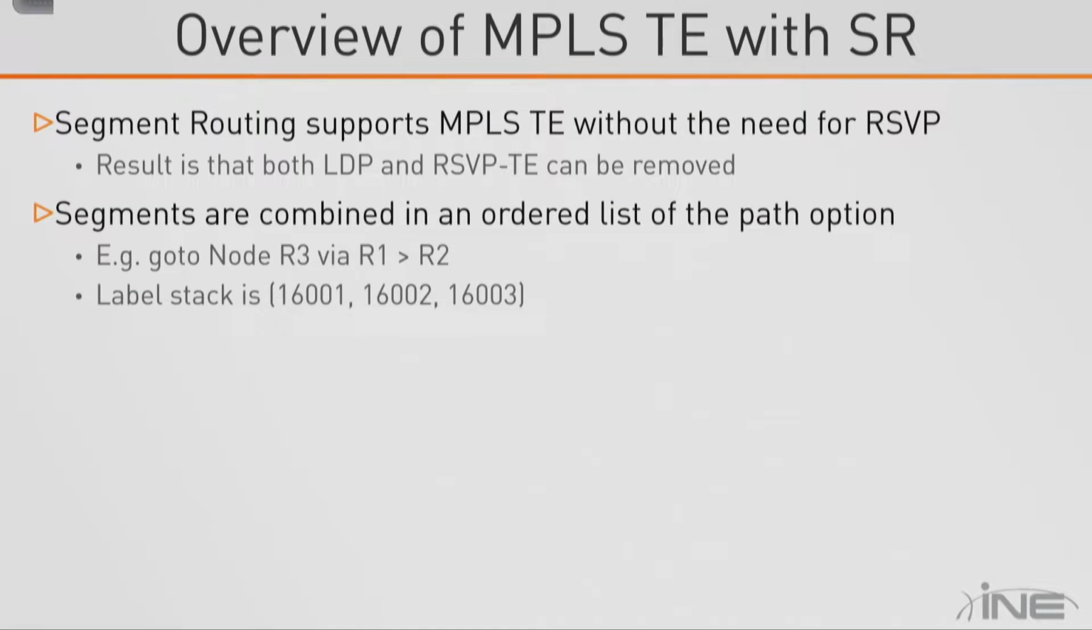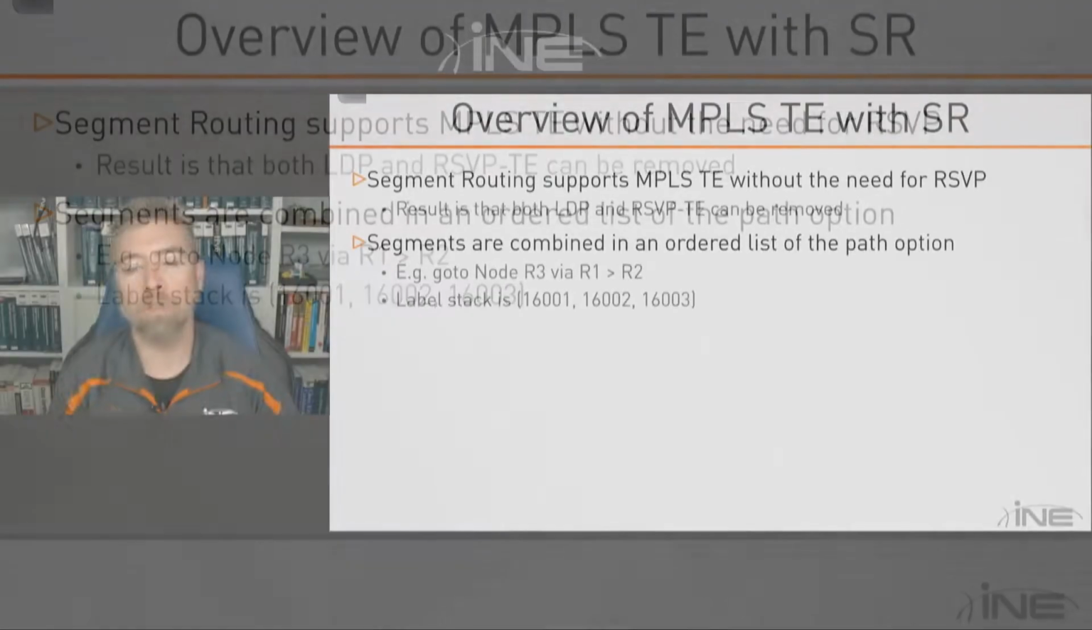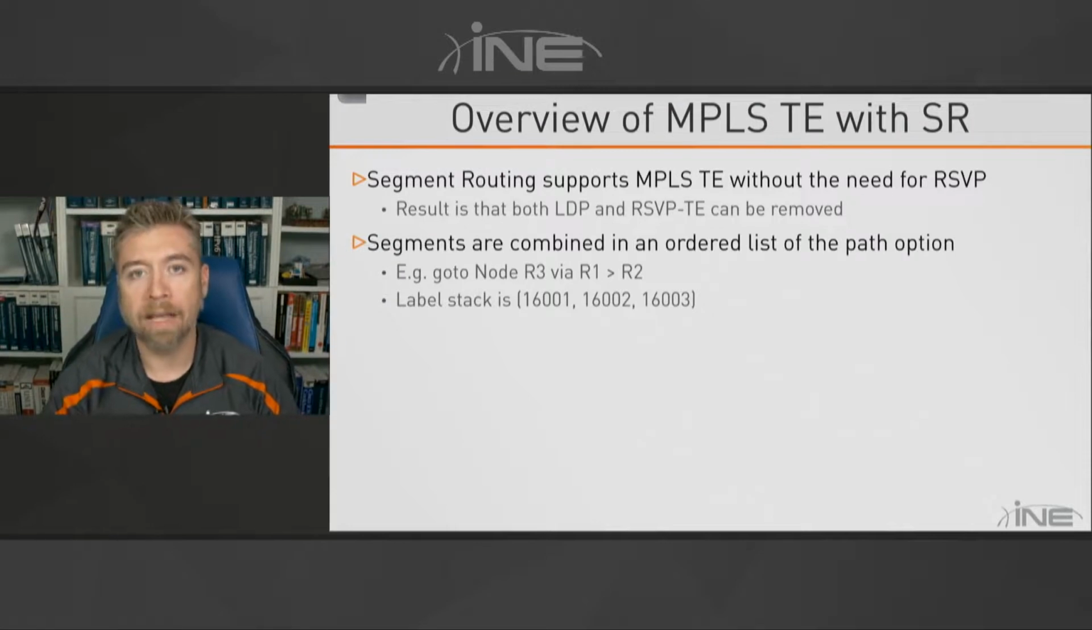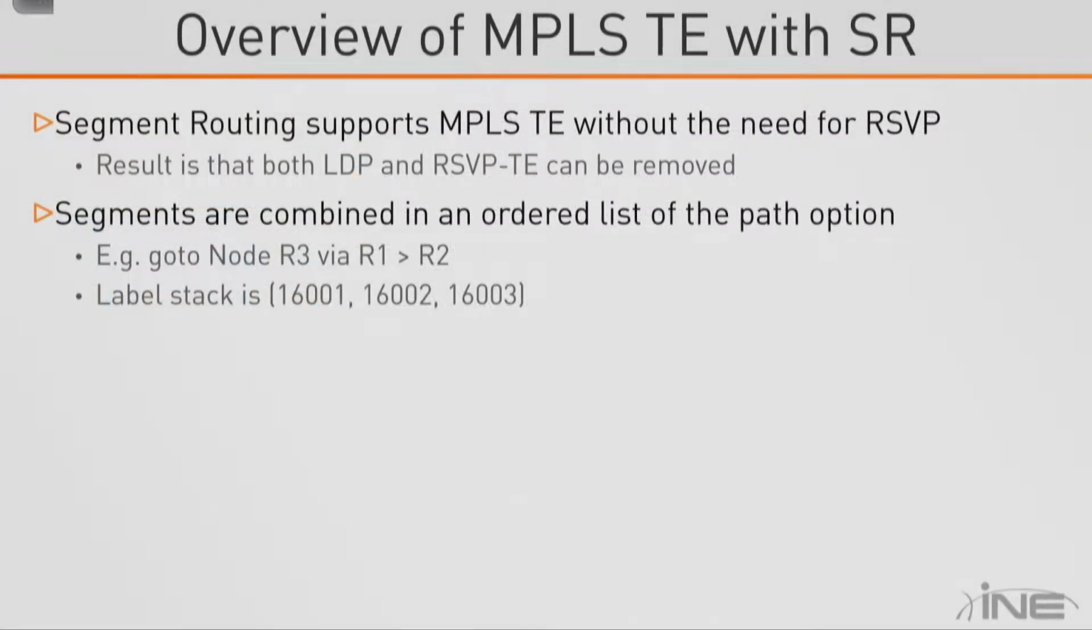The difference here is that the source routing is done by the PE that is ingressing the packet, doing the label imposition. So for example, if we're trying to go to node 3 via router 1 and router 2, the label stack would look like 16001, 16002, 16003, as opposed to pushing just one label on the stack and then having the midpoint do the swap operation as the tunnel comes in and as the tunnel goes out. So the idea here is that we're using multiple labels in the stack to define from the source what the end path is going to be.